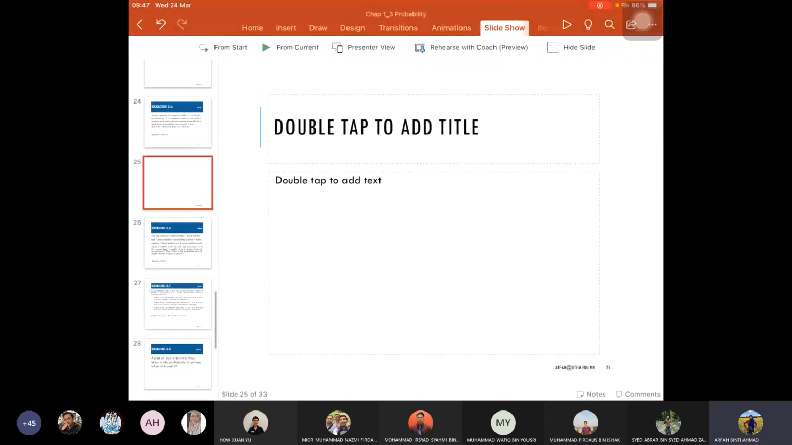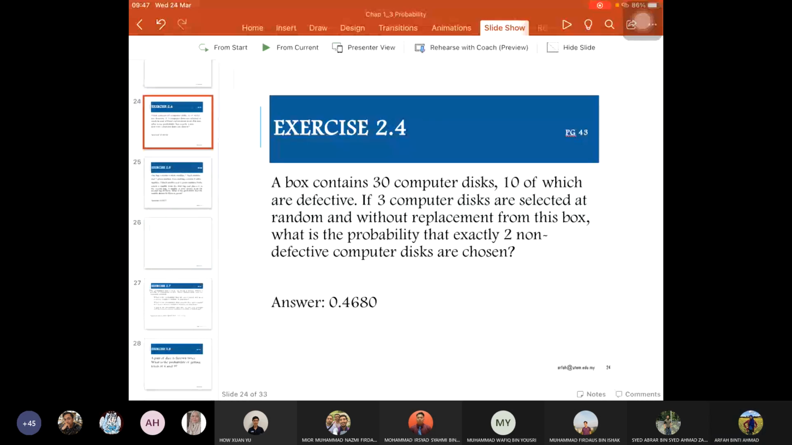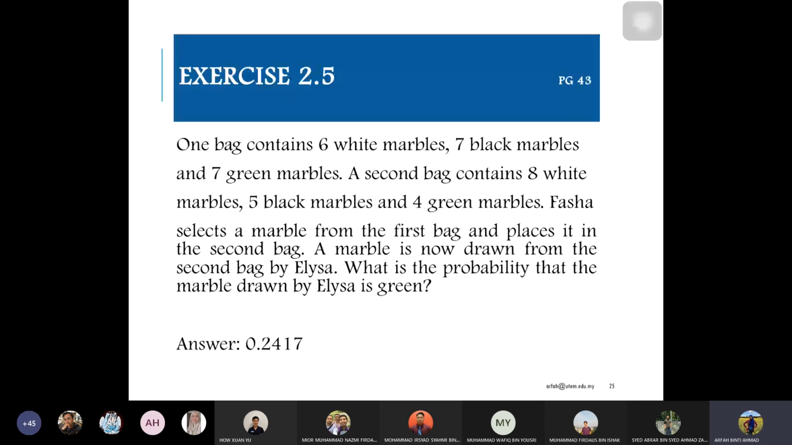Let's look at the next example. It says one bag contains 6 white marbles, 7 green marbles and 7 black marbles. A second bag contains 8 white marbles, 5 black marbles and 4 green marbles. Fasha selects a marble from the first bag and places it in the second bag. A marble is now drawn from the second bag by Elisa, and what is the probability that the marble drawn by Elisa is green?